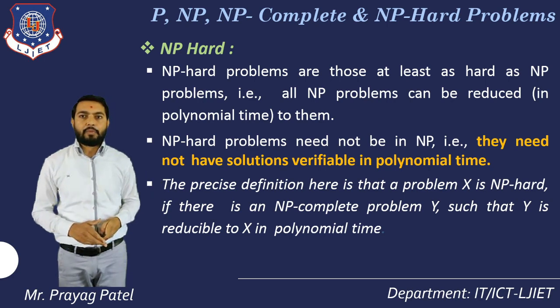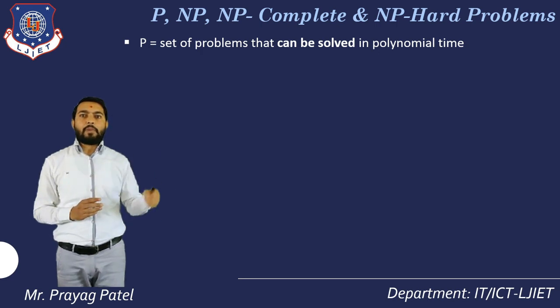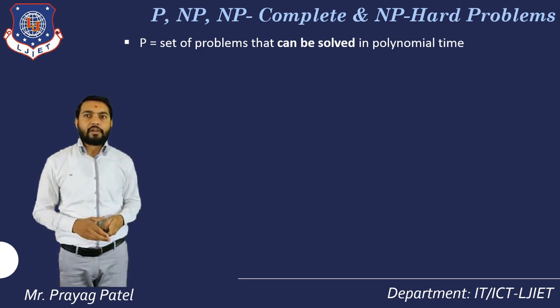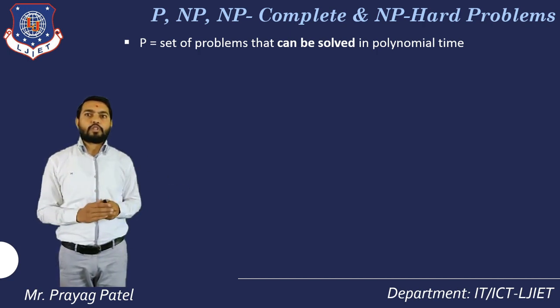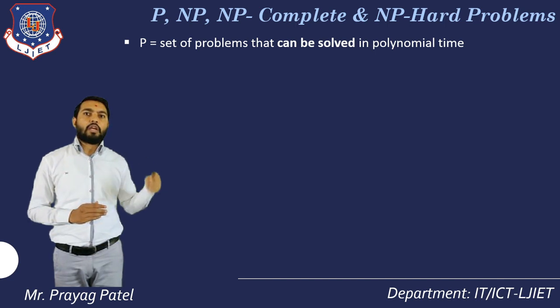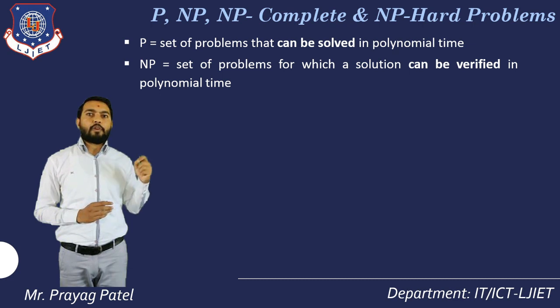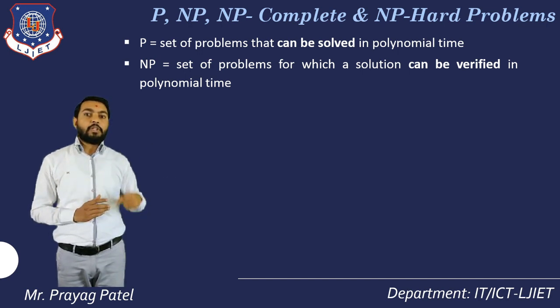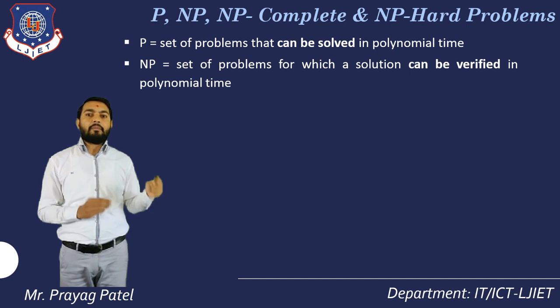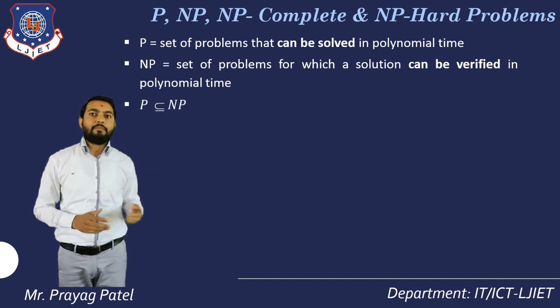Now after that, we understand P problem, NP problem, NP complete and NP hard using this figure. So first, what is P? P means the set of problems that can be solved in polynomial time. Now what is NP? NP means the set of problems for which a solution can be verified in polynomial time. So if the solution is found in polynomial time, then it is a P problem. If the solution is verified in polynomial time, then it is an NP problem. Now P is a subset of or equal to NP.